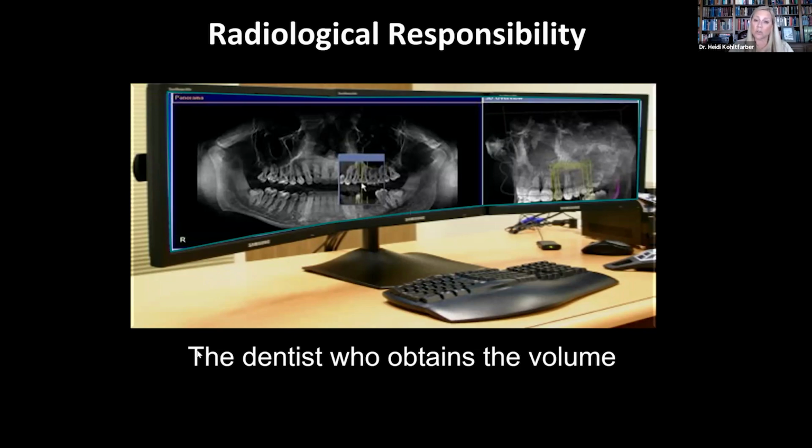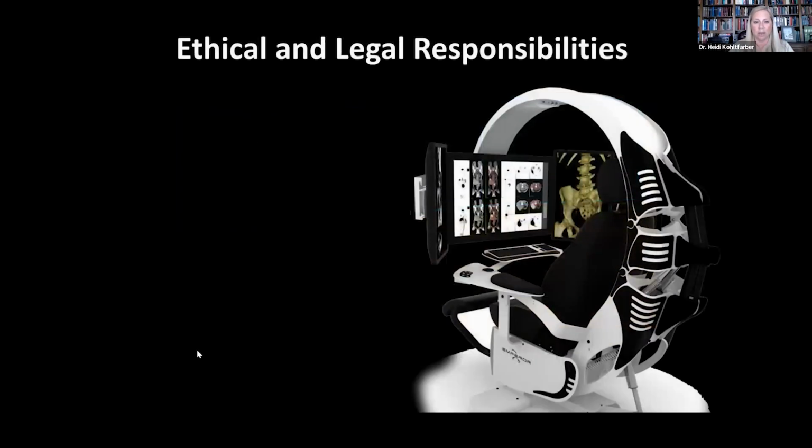In 3D, it's so much easier to be able to see what's going on, to be able to compare one side to another. And so from that standpoint, if I was to interpret a scan versus, say, a pan or ceph, I would much rather interpret the 3D scan. It's much easier to read. What are our ethical and legal responsibilities? The entire scan volume should be examined.